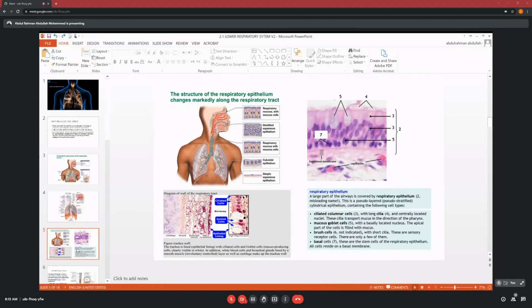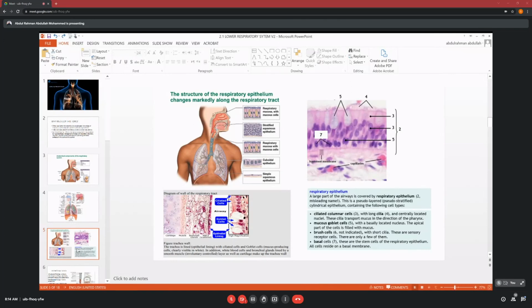I think it's simple ciliated columnar cells. Okay, so you're talking about the respiratory epithelium. Yeah, in the airways, not in the alveoli. Okay. Anyone else? Is it pseudocolumnar ciliated or ciliated?